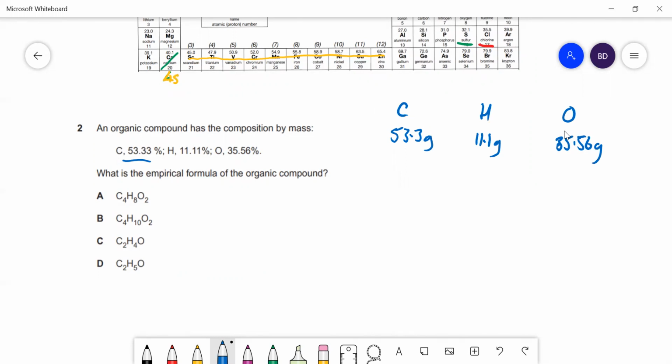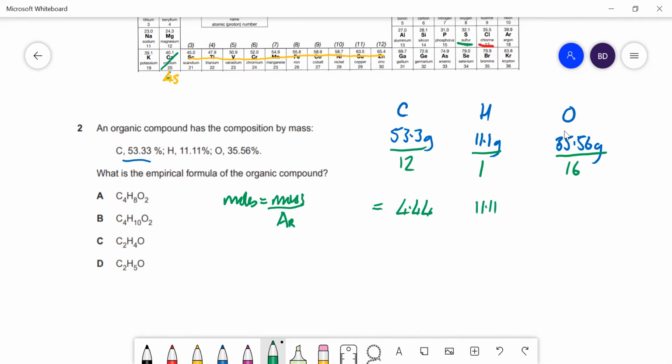But we need to work out the ratio of moles, so we're going to use moles equal to mass over the atomic mass, Ar. So that's going to be 53 over 12, 11.1 over 1, and 35.5 over 16. If we work that out, we get 4.44 to 11.11 to 2.22. Divide by the smallest number to simplify the ratio, so we divide by 2.22. 4.44 over 2.22 is equal to 2, 11.11 over 2.22 is equal to 5, and that's obviously 1. So the formula is C2H5O. So D is the answer.